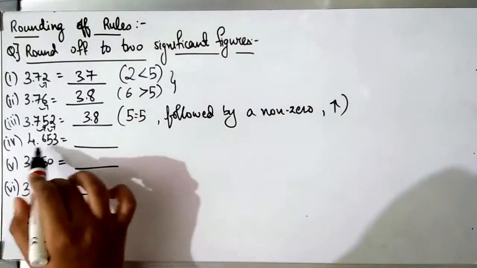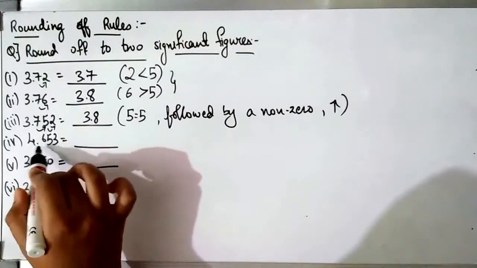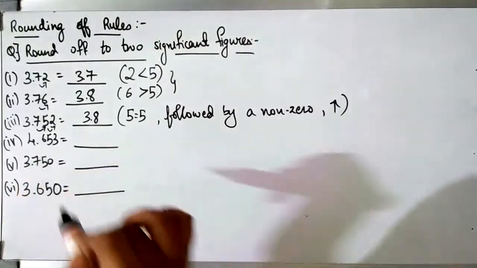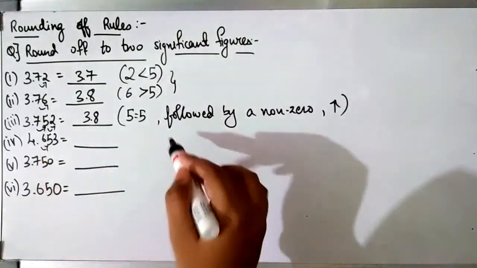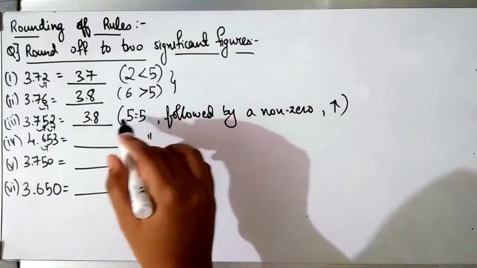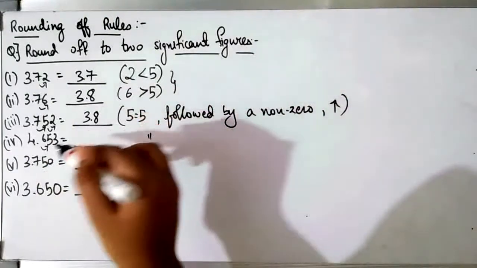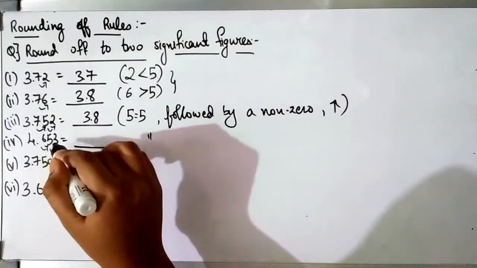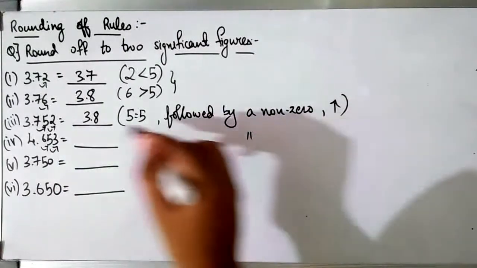In the next one you can see again we have 3 decimal places. After the decimal we have 3 numbers. If you check, we have 6 here, then after 6 we have 5. So again the same thing is happening: 5 is equal to 5, so we are not able to decide what to do. So we are going to check the next number. The next number is 3. 3 is a non-zero, the same thing which happened in the previous one.